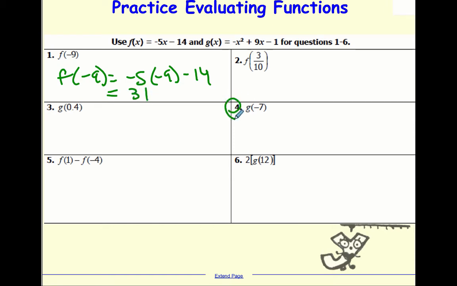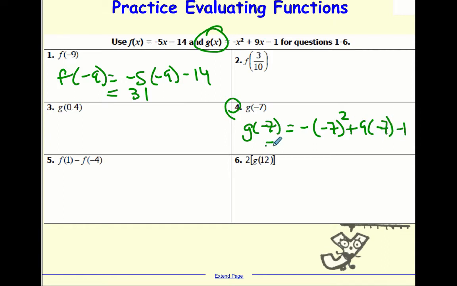If I wanted to do g of negative 7, every place I see an x, I'm going to replace it with negative 7 in the function g of x. So g of negative 7 would be the opposite of negative 7 squared plus 9 times negative 7 minus 1. Negative 7 squared is 49, but the opposite of that is negative 49. 9 times negative 7 is negative 63, and then I simplify. Negative 49 minus 63 is negative 112. Negative 112 minus 1 would be negative 113.